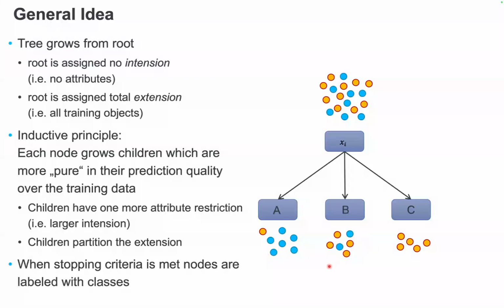Now, I could stop here and just say this child node C always comes with the yellow class. The child node A always comes with the blue class. I'm aware I do a little bit of a mistake. And even for the middle one, I could say it's the yellow class, and I do a bit more mistakes here. But in general, of course, I can also apply the same inductive principle again. For example, I could say this is not a good enough split of the extension assigned to this child node, and I grow my tree from this point onwards further.